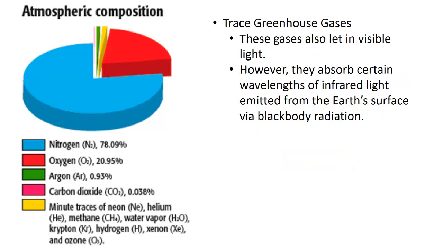On the other hand, we talked about how there are other trace components of our atmosphere, such as carbon dioxide, methane, water vapor, and some other gases. Most of these gases also let in visible wavelengths of light from the sun. However, their fingerprints enable them to absorb infrared light that's being emitted from the Earth via black body radiation.